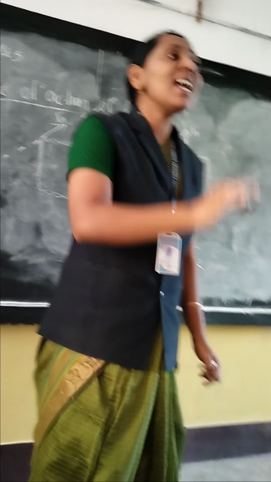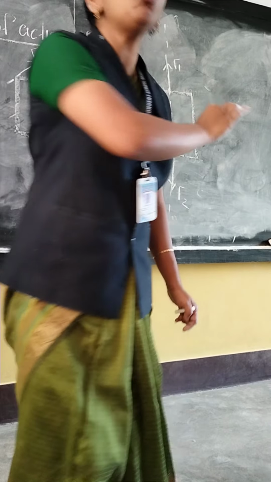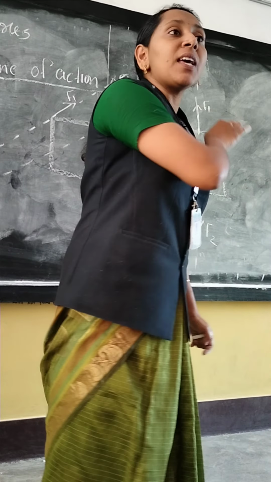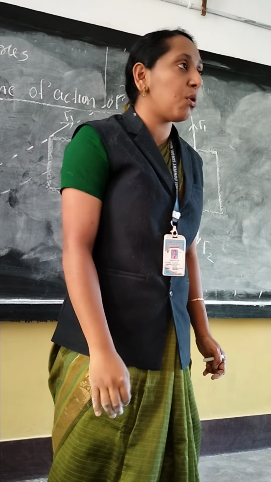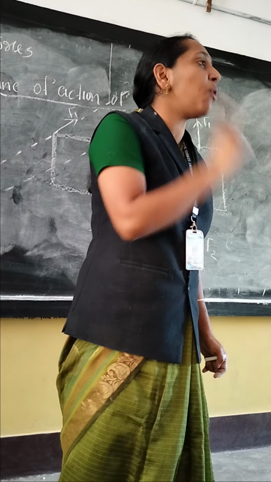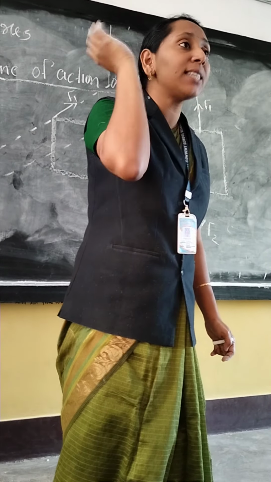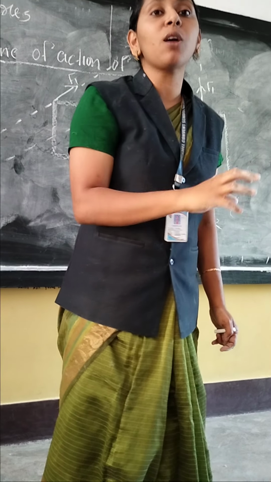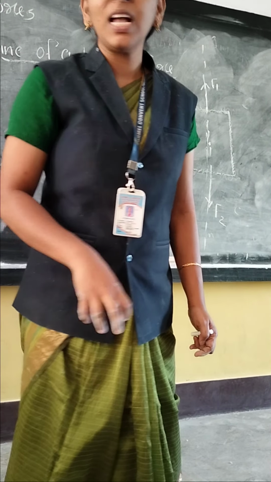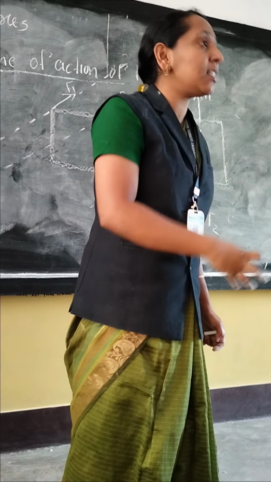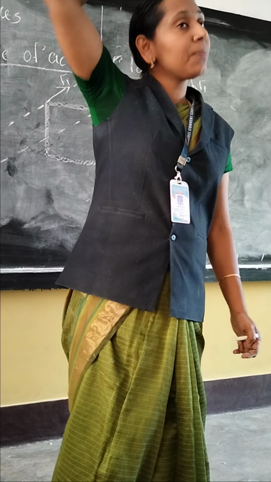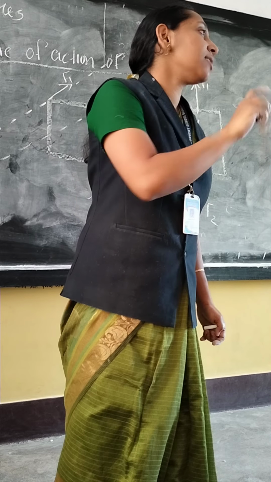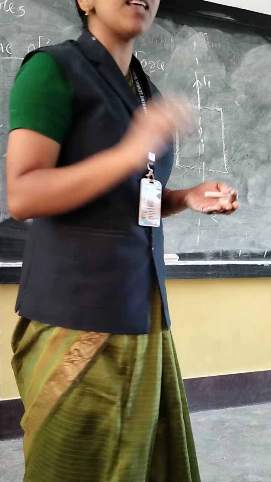So what is the line of action of a force? The line extending, passing through the force. A line is passing through the force. That line is known as the line of action of the force. If the lines of action of two forces are in the same plane, that is called coplanar. If the lines of action of forces intersect at a common point, that is called concurrent forces. Understood? I am just giving some examples also.